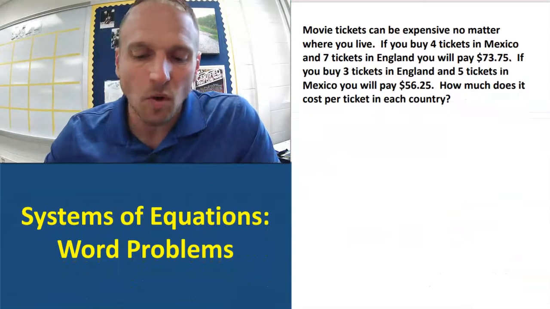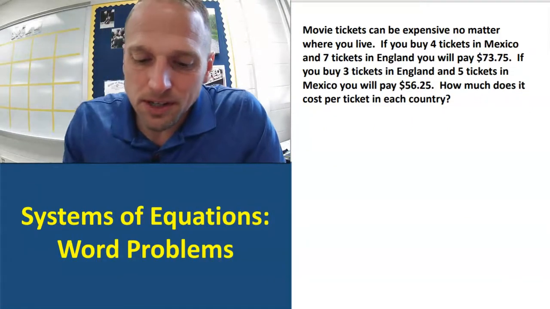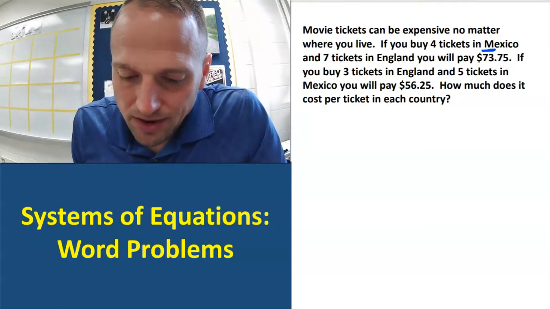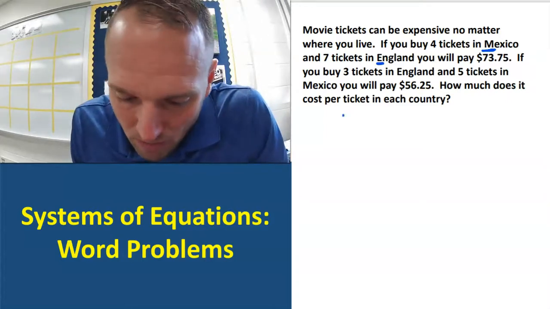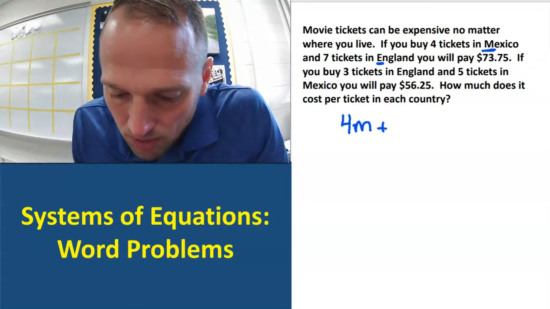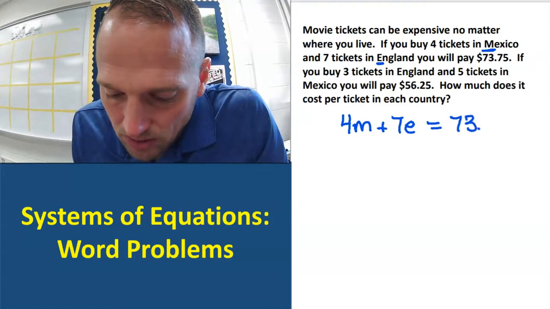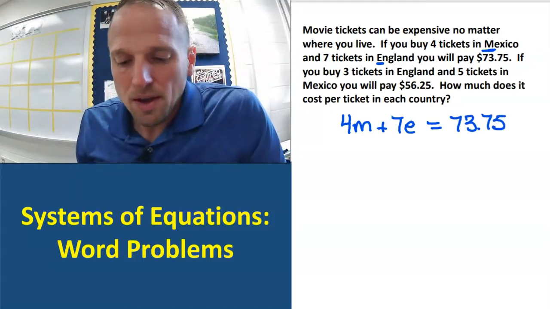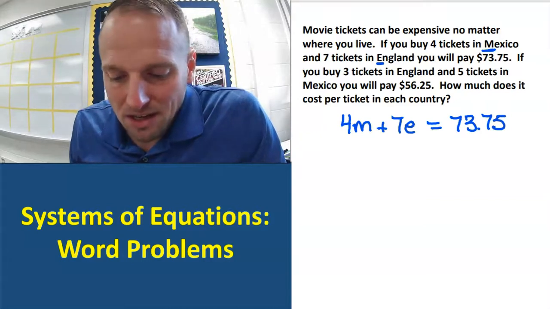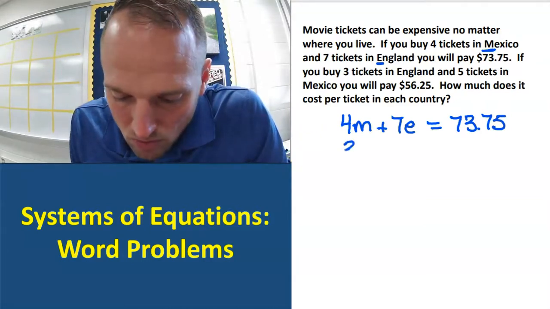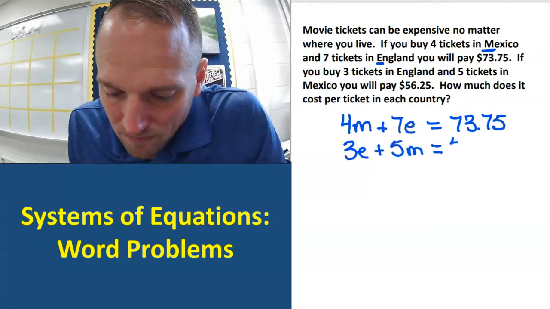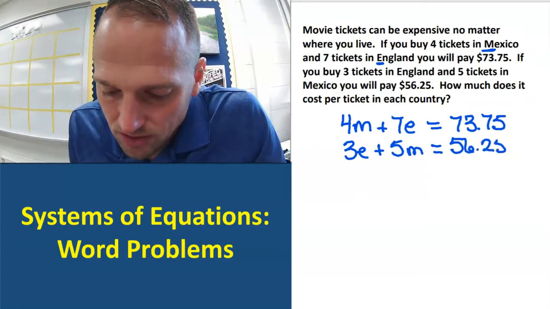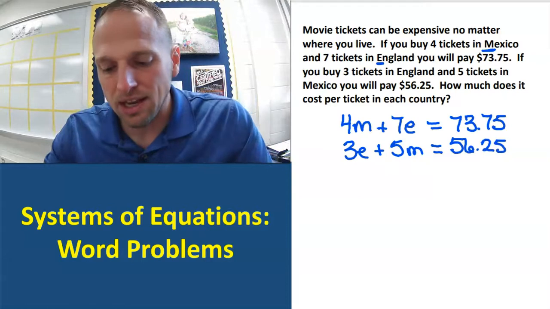Movie tickets can be expensive no matter where you live. If you buy 4 tickets in Mexico and 7 tickets in England, well, that sounds like our variables. Let's just write these down right now. 4 tickets in Mexico plus 7 tickets in England, you will pay $73.75. If you buy 3 tickets in England and 5 tickets in Mexico, you will pay $56.25. How much does it cost per ticket in each country?